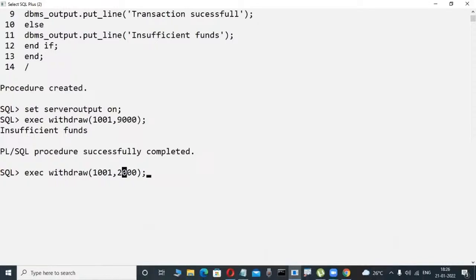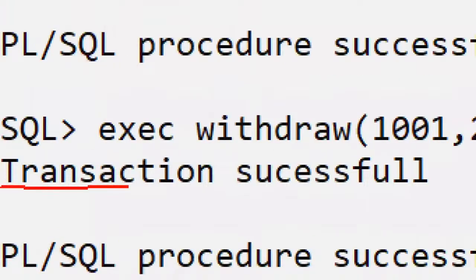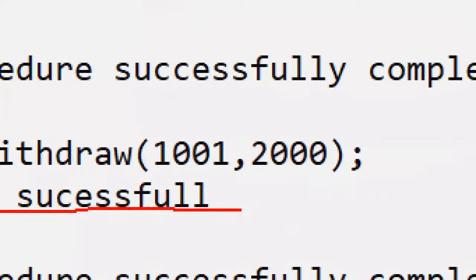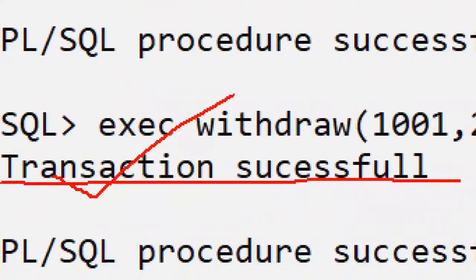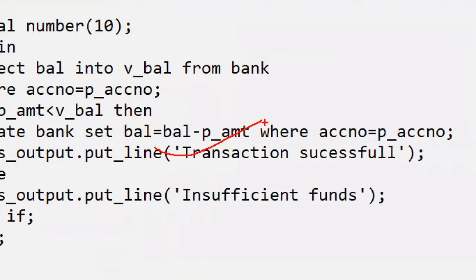Now whenever I'm executing, I want this automatically: transaction successful, it will display. Maybe you try to withdraw 2,000 rupees from 3,000 rupees, is it possible or not? Transaction is successful. How is it possible? Here I'm writing the coding only.